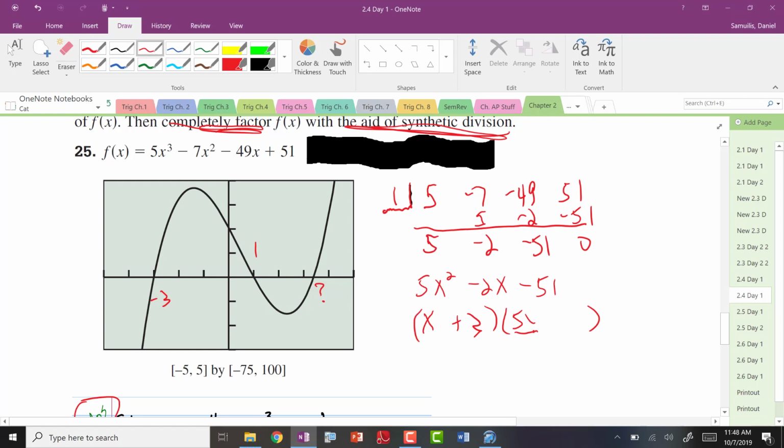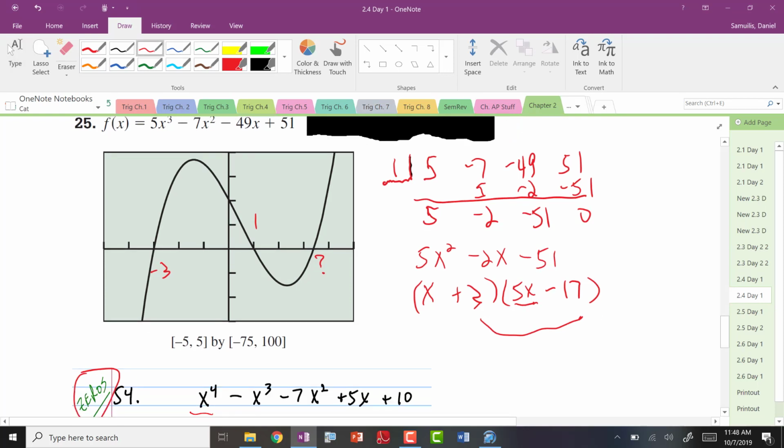5x. And then just for giggles, what times what equals -51? What kind of 17, though? Boom, shaka laka. And then if I want to write the final answer for this, what is this in factored form? 1 is a 0, so x minus 1 is a factor. And then the other two factors I found from factoring the leftover.